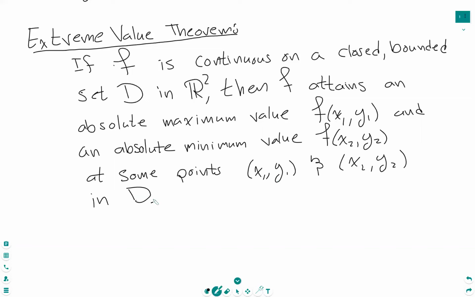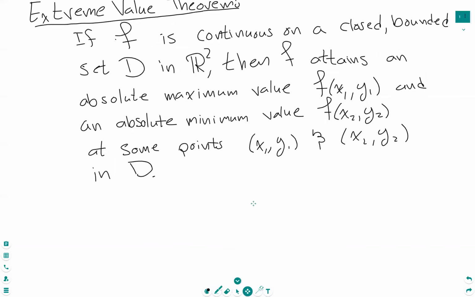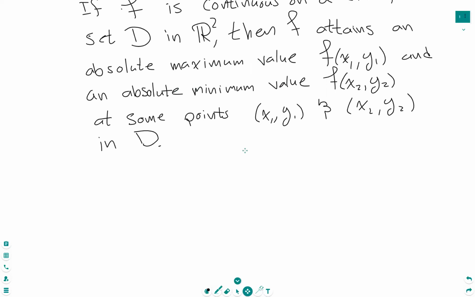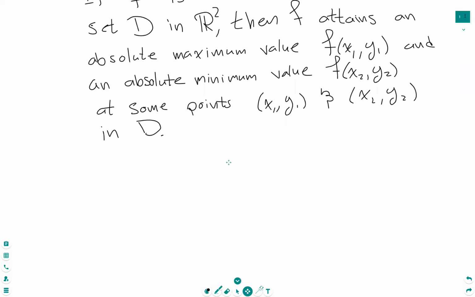then f 100% of the time achieves an absolute max and an absolute min. They exist. They have to exist. Now it might occur more than once. That's fine. You can still tie for an absolute max or an absolute min at more than one point, but it does achieve those values.